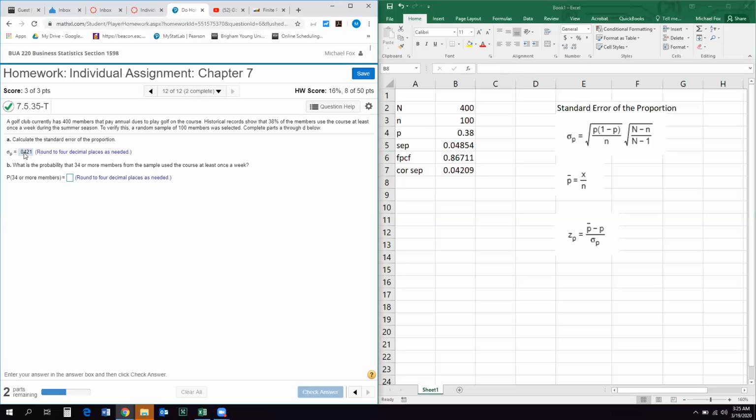So now it wants the probability that 34 or more members from the sample use the course at least once per week. So to find that probability, the first thing we have to do is find P bar, or our sample proportion. And in order to do that, we need a value of x, and that's what this 34 is. It's our value of x. So our P bar, or our sample proportion, is going to equal x divided by little n, or x divided by our sample size.